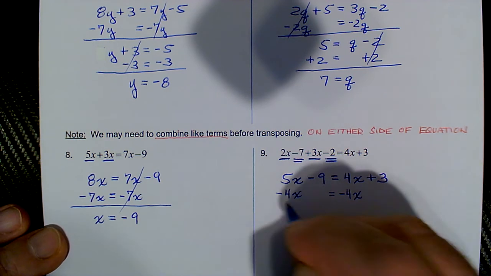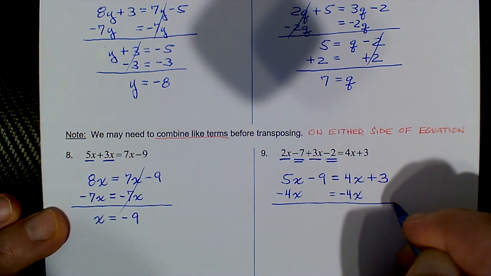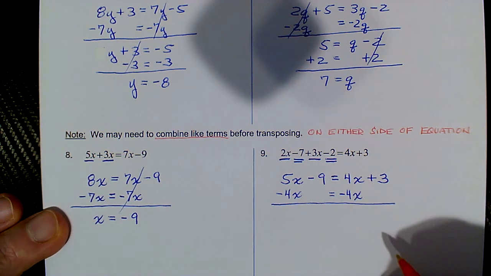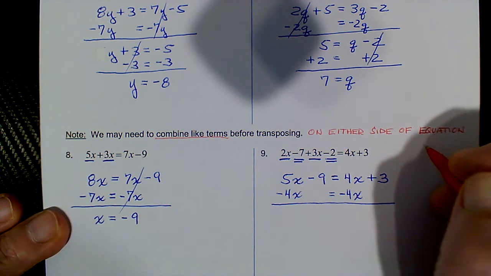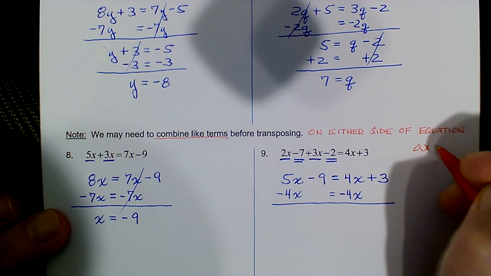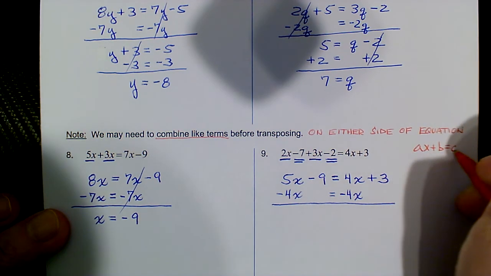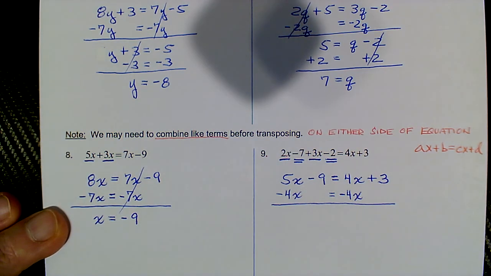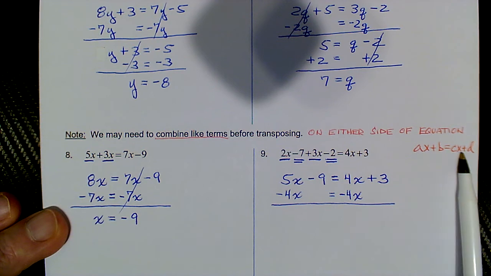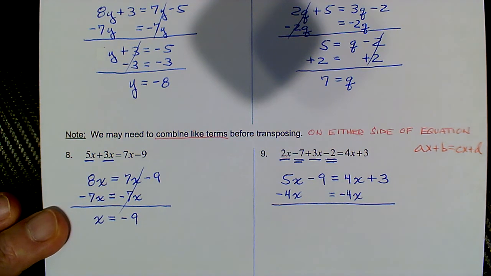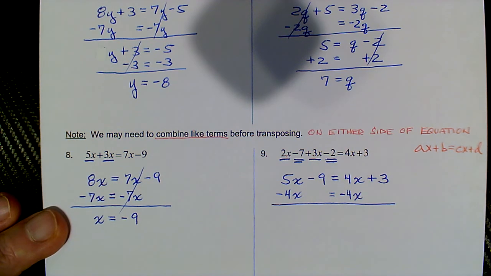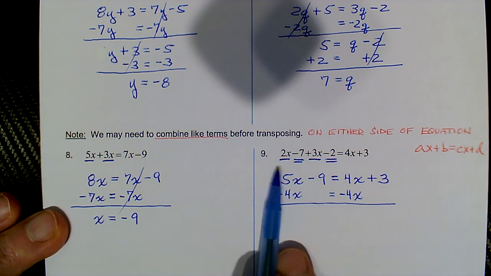You always want to move the variable first. And let me mention this as well. Before you start the transposition, the worst case scenario should be something like ax plus b equaling cx plus d. That is, variable and a constant equal to a variable and a constant. If you have more than that, more than two things on either side of the equation, then you know for sure that you can combine like terms, like we saw in this situation.